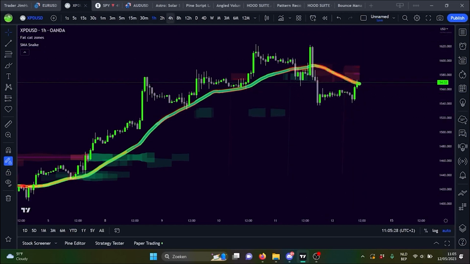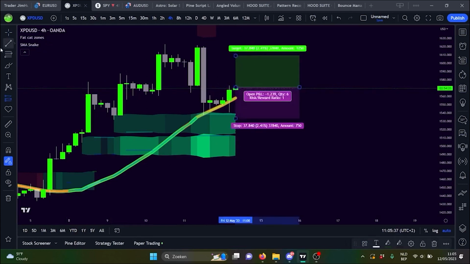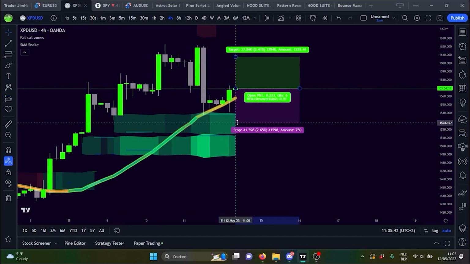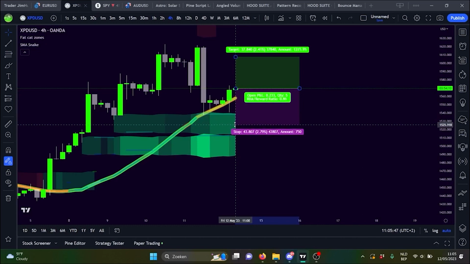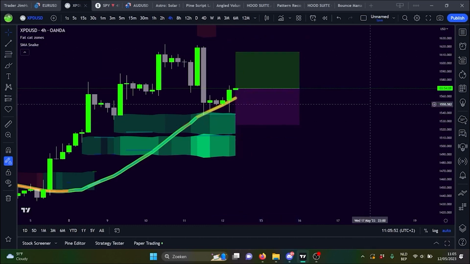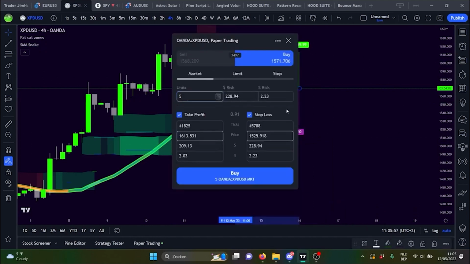So what are we going to do? Are we going to long and target these highs? Let's go back to the 4 hour. It's a small position, not as wide as the others that I usually take. Let's put the stop loss below this VIP level, something like this, and target these highs. Okay, create a market order, 0.5% risk.